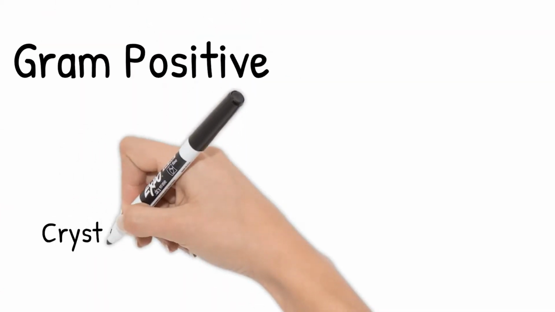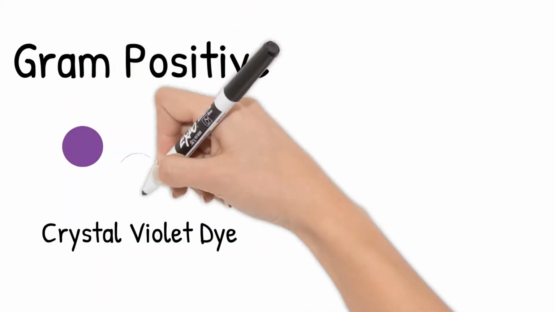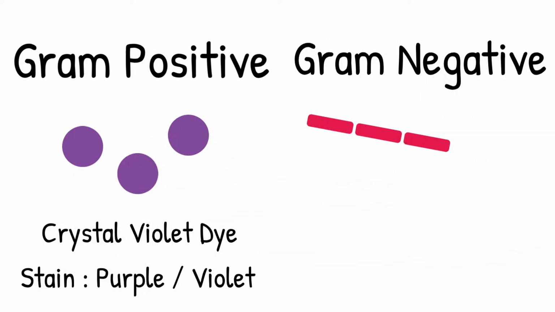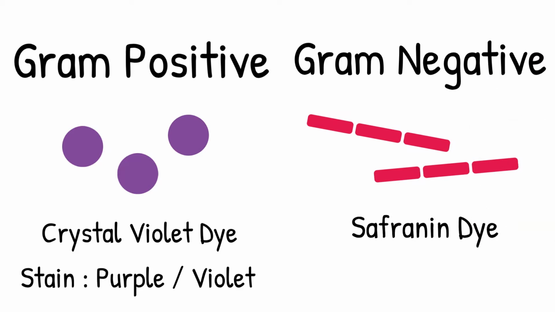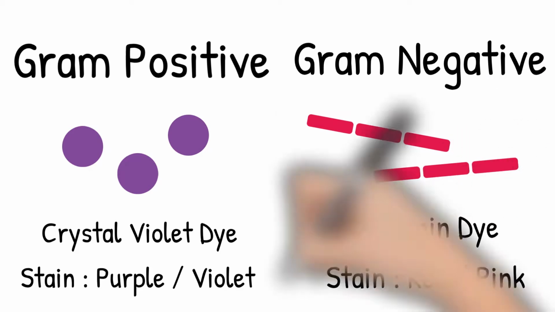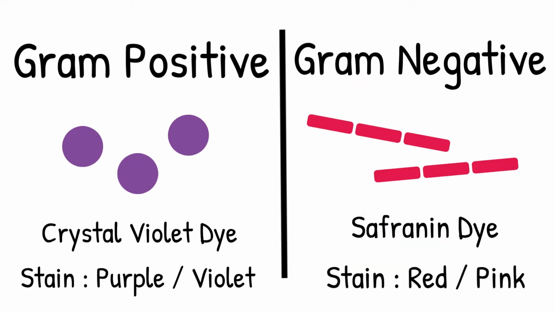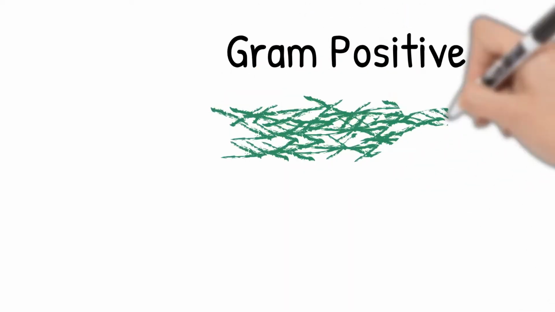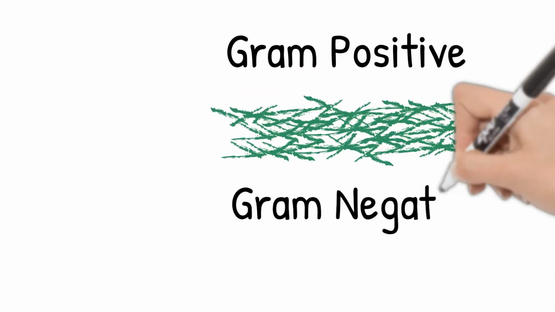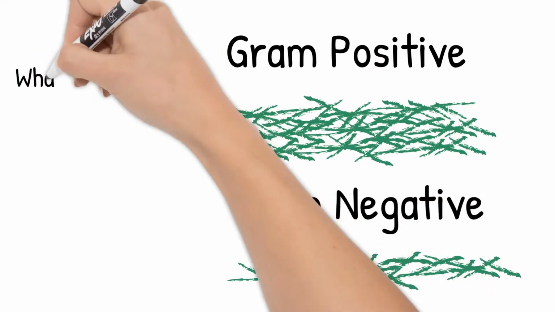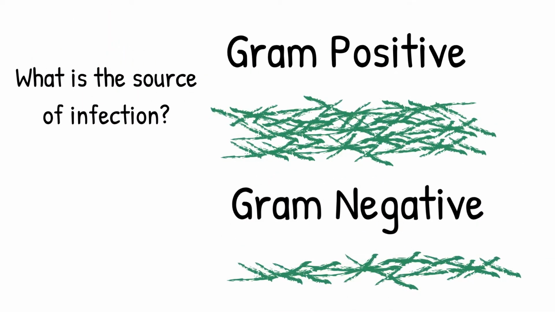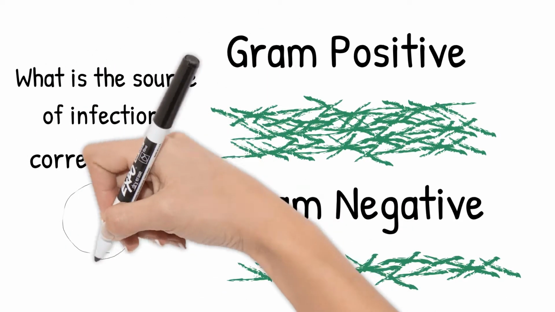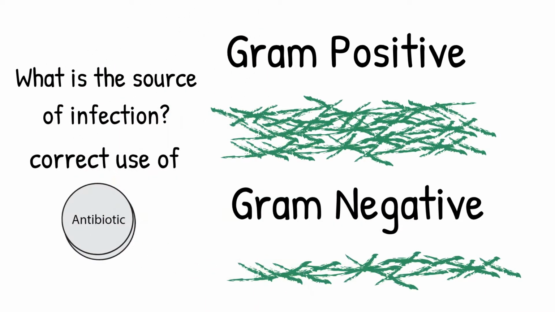Gram-positive bacteria stain with crystal violet dye and give a purple to violet color when viewed under a microscope, whereas gram-negative bacteria stain pink, red in color with safranin dye. This is due to gram-positive bacteria having a thicker peptidoglycan layer when compared to gram-negative bacteria. The purpose of gram stain in the clinical setting is to identify types of bacteria that cause infections and help determine the course of treatment.